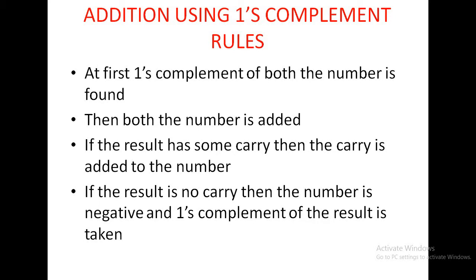How can I perform the ones complement? In the last class, we discussed that ones complement can be calculated by inverting the bits. Inverting the bits means in place of 1, 0 is written, in place of 0, 1 is written. That means 1 is changed to 0, 0 is changed to 1. This is the first step: ones complement of both the numbers is calculated.